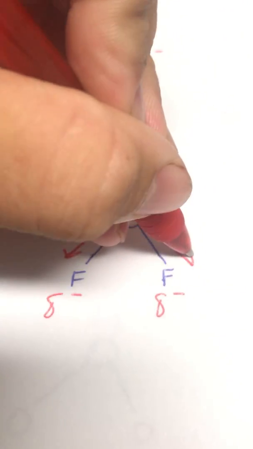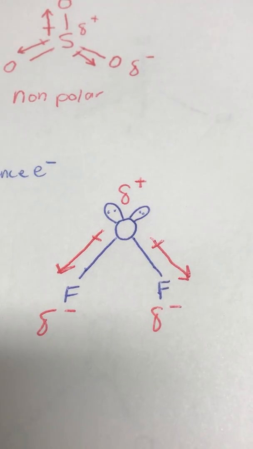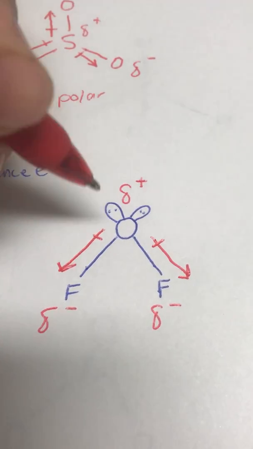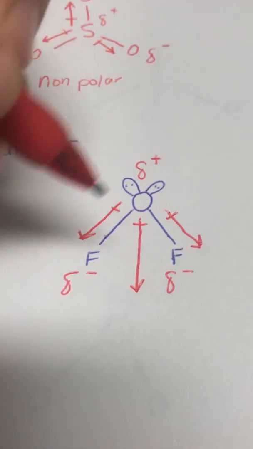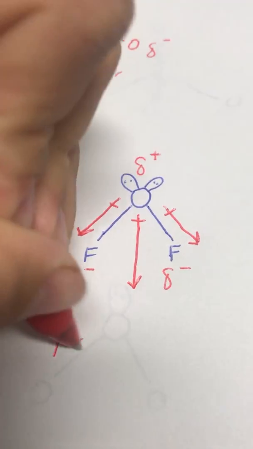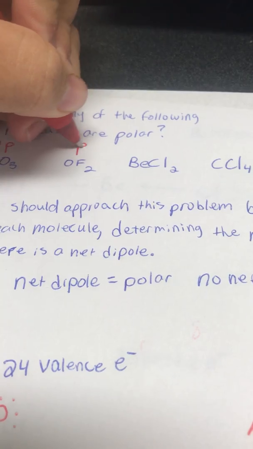The rule states that if we have four domains, two of which are bonding and two of which are non-bonding, the dipoles will not cancel, and we will get a net dipole in this direction, which would give us a polar molecule. Let's go back up and write that above the OF2 in our problem. We're going to put a P for polar.